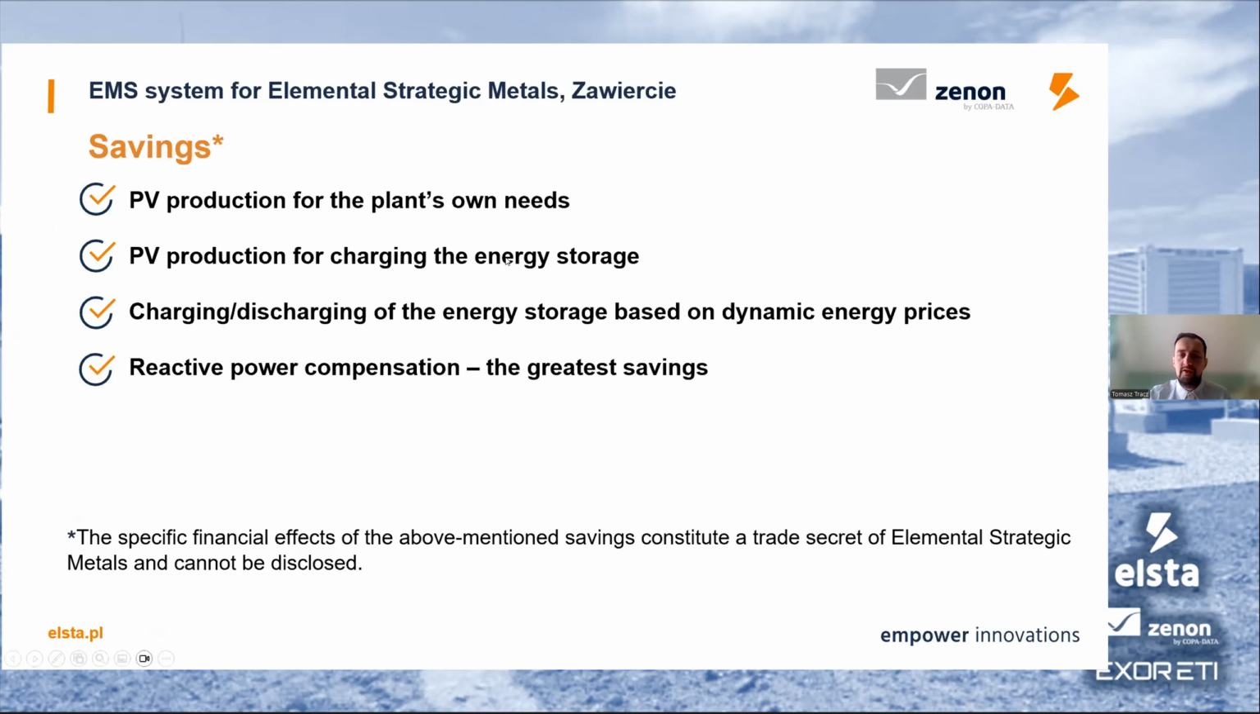PV production for charging battery storage, because we can use this energy later when the energy is needed. We can have different scenarios, and this is regulated by the energy operator, but we can play with this energy which we store, which is also quite obvious. Then discharging this energy based on dynamic prices. This is something which is ongoing.